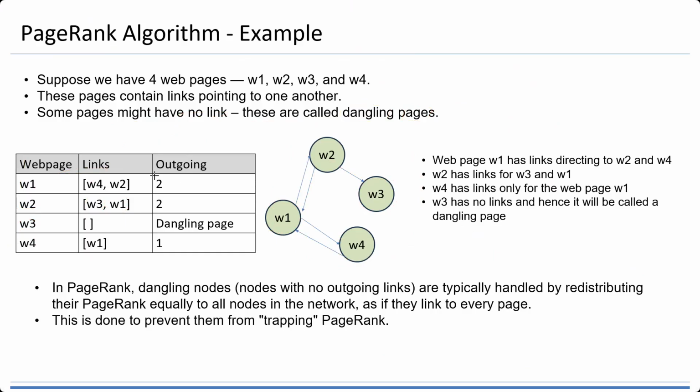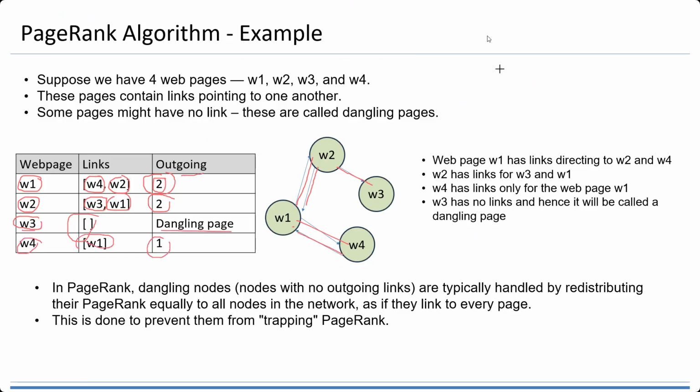And we can measure the number of outgoing links. From W1 we have 2 links: W1 is connected to W2 and W4. W2 is connected to W3 and W1, so there are 2 outgoing. For W3, there are no other web pages that it is connected to, so we call this a dangling page. And W4 is connected to W1, so we have 1 outgoing.